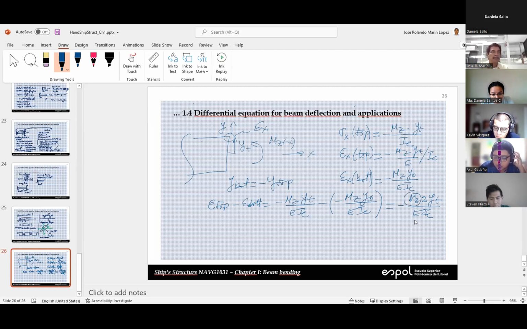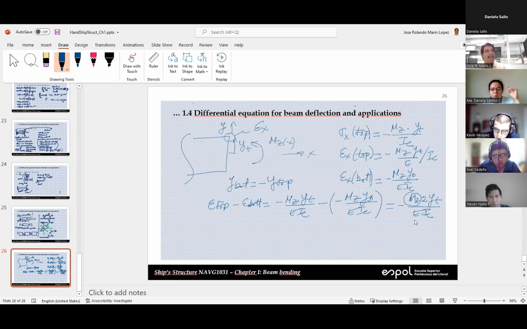So this is just no assumption, just at the top and the bottom. If you want to do the other thing, at the bottom minus at the top, you're going to get the same thing, except for the sign. That's all. Miss Santos? Yeah, because I thought that it was an average because at the top.